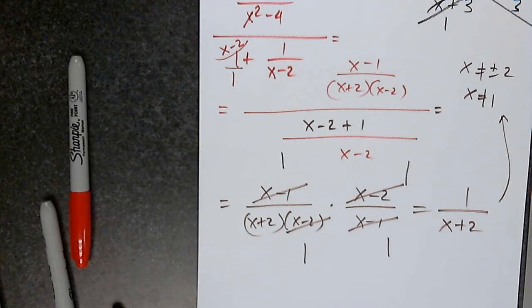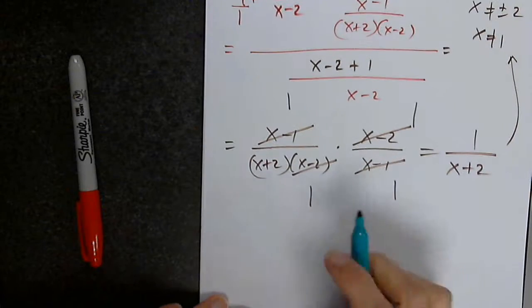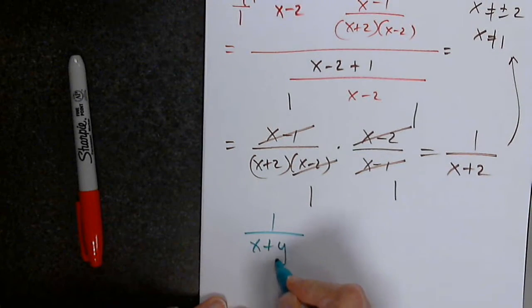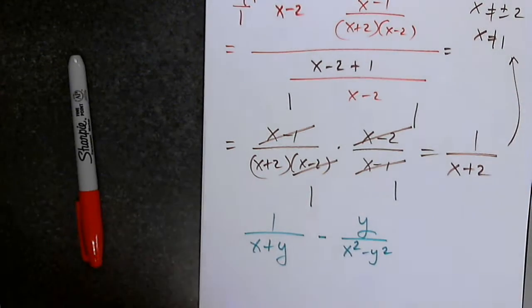So once you factor this, you have x plus y, x minus y, and you don't have to multiply the top by this. And you don't need to multiply the top by this. Gotcha. Okay, let's look at it. It's a good idea. So we have 1 over x plus y minus y over x squared minus y squared.